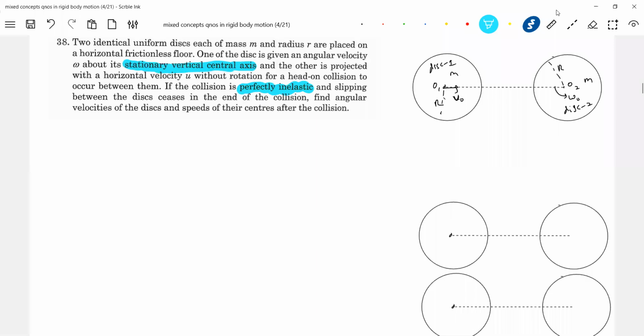How will the weight act? Weight will act into the plane of paper, at least fine. Okay, let's get into the problem. So they'll come and collide. Finally, what happens? The disc will come and collide, no? After collision, what will happen? So during that collision, what will happen is what we have to see here.